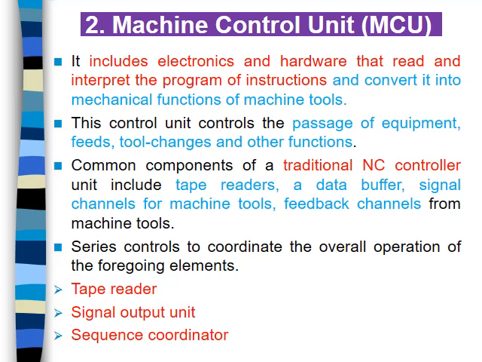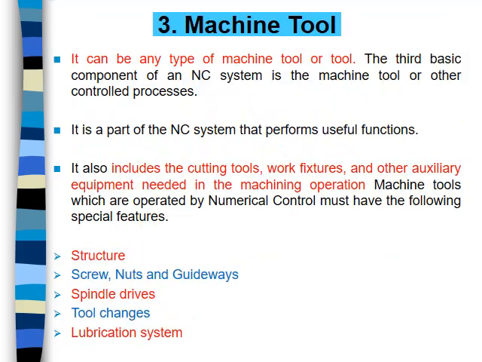So the machine control unit includes electronics and hardware that read and interpret the program of instruction and convert it into mechanical functions of the machine tools. A series of controls coordinate the overall operation of the foregoing elements: the tape reader, signal output unit, and sequence coordinator.